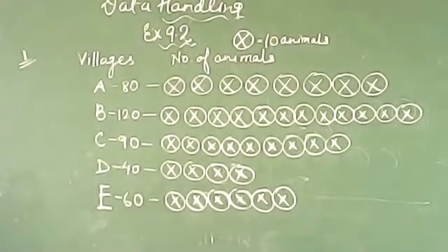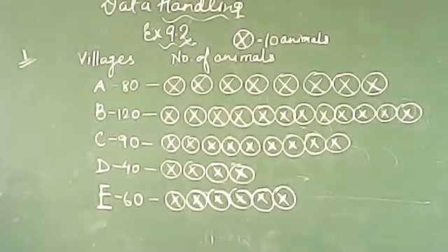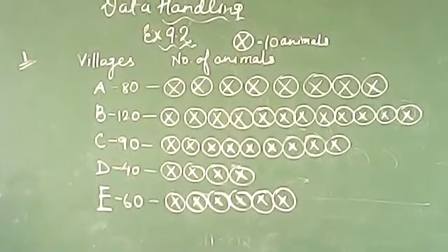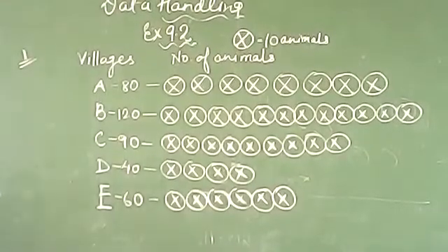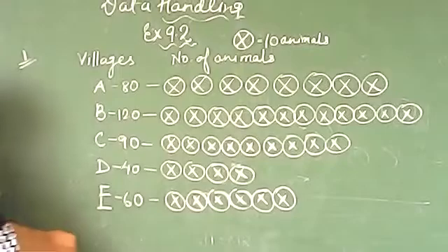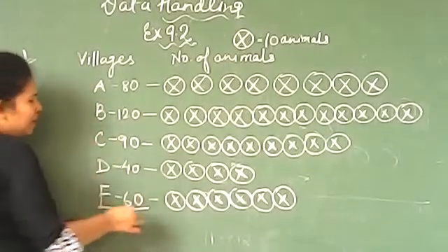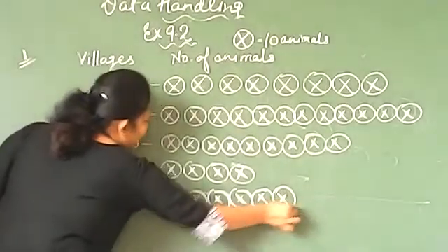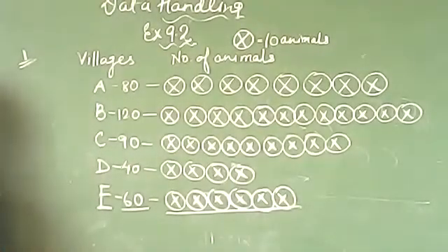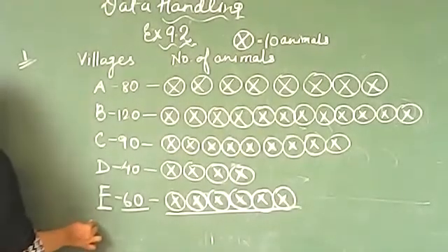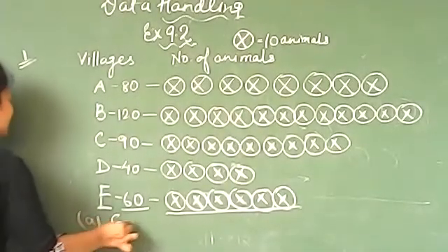Now it is asking how many symbols represent animals of village E. So let's see. Village E is this. We had 60 animals. One picture means 10 animals. So we have represented by total 6 pictures. So the answer for question number A will be 6 pictures.